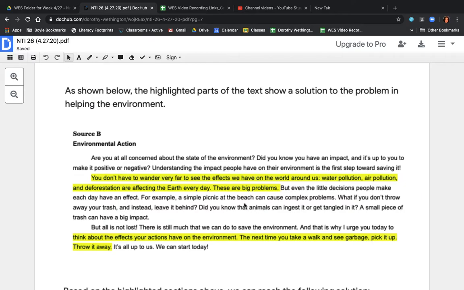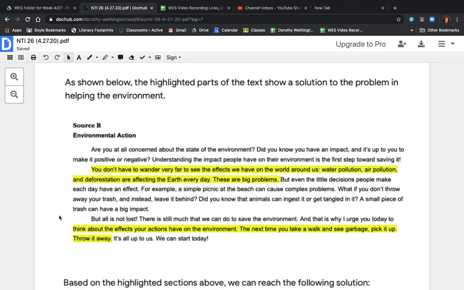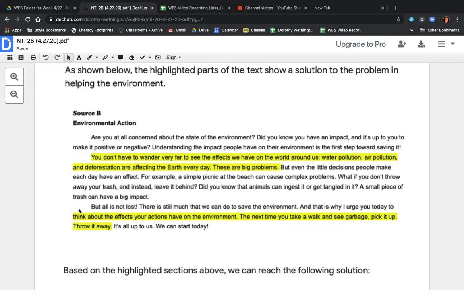These are big problems, but even the little decisions people make each day have an effect. For example, a simple picnic at the beach can cause complex problems. What if you don't throw away your trash and instead leave it behind? Did you know that animals can ingest it or get tangled in it? A small piece of trash can have a big impact. But all is not lost. There is still much that we can do to save the environment. And that is why I urge you today to think about the effects your actions have on the environment. The next time you take a walk and see garbage, pick it up. Throw it away. It's all up to us. We can start today.